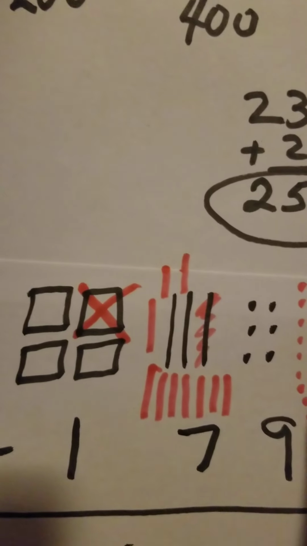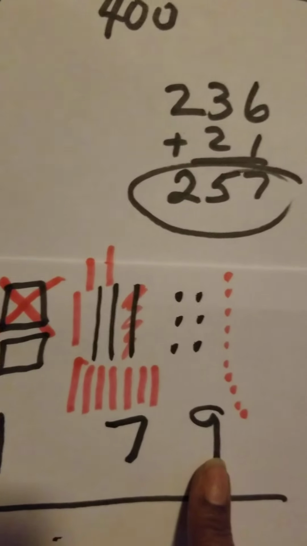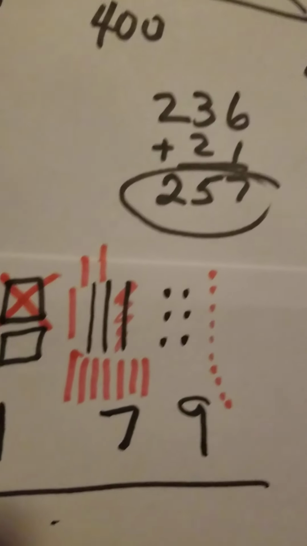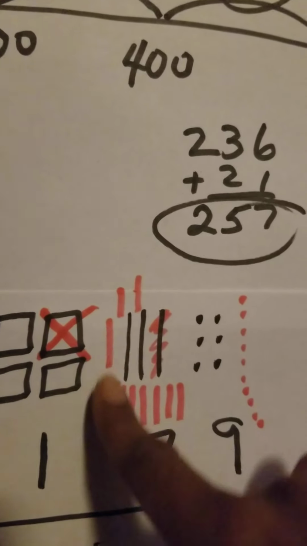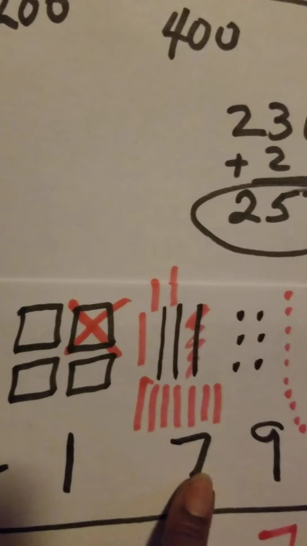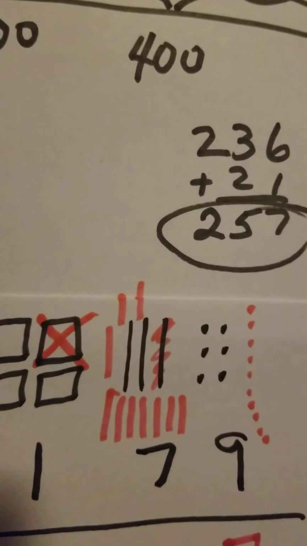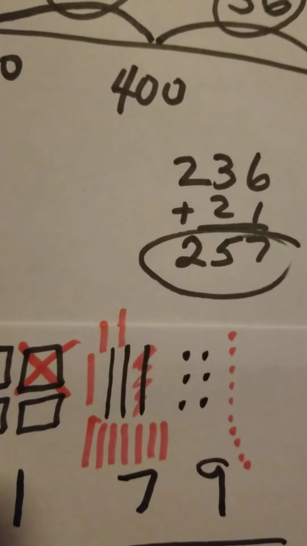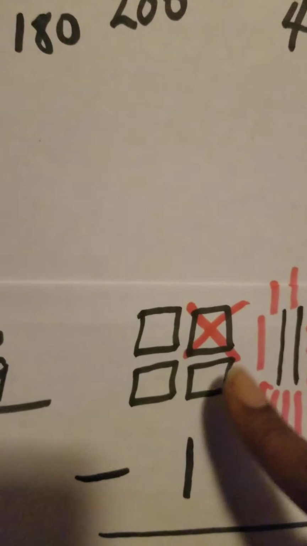So here we have our 10 plus the 6, so that makes 16. We're going to count up from the 9 to the 16. We get 7. We have our 10 plus the 2 here, that makes it 12. So we're going to count up from the 7 to the 12: 7, 8, 9, 10, 11, 12. So that makes it 5. Okay, we have 3 hundreds. We're going to take away 1. We end up with 257.